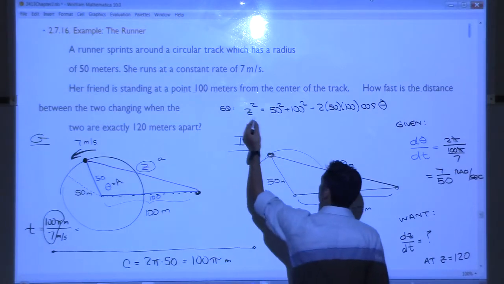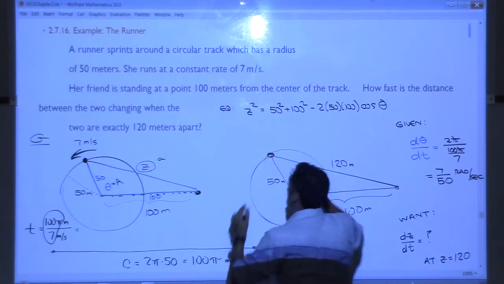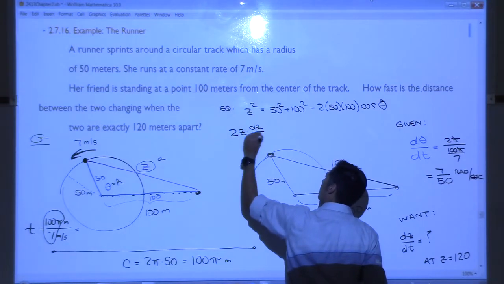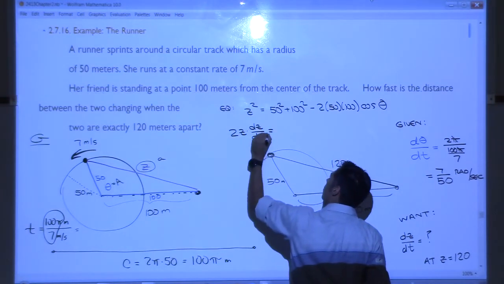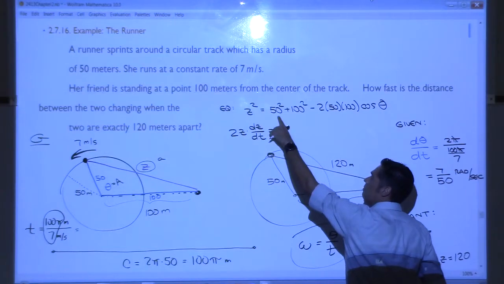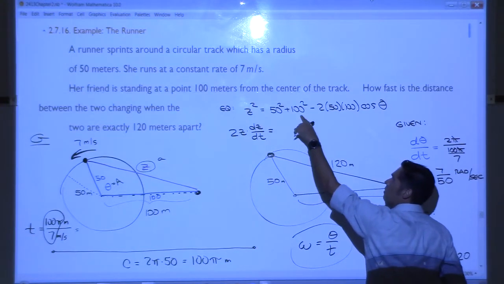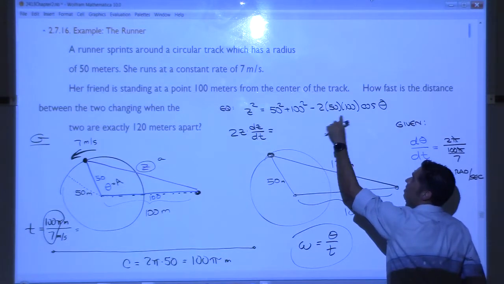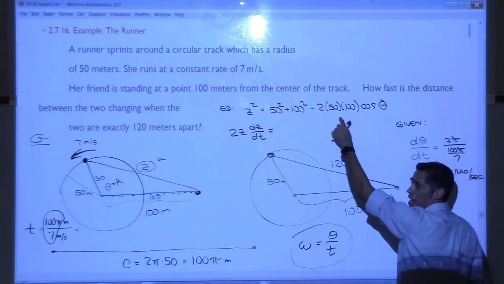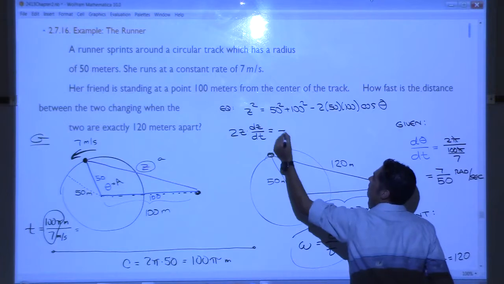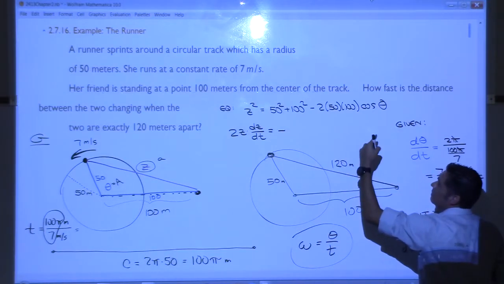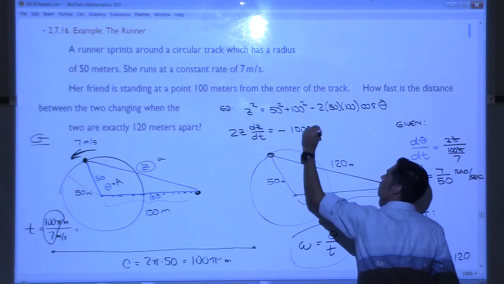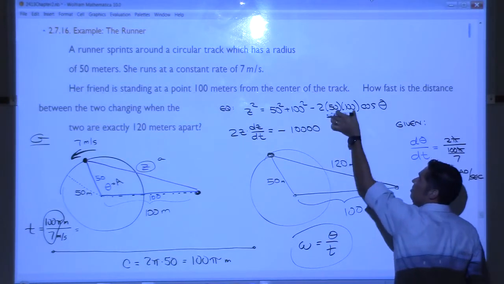What is the derivative of z squared? 2z times dz dt equals, what's the derivative of 50 squared? 0. Plus derivative of 100 squared, 0. Okay, minus, now this is all a constant, right? So that's a constant attached to cosine, so it's going to stay. So what is that? Minus, is that 10,000? 10,000, right? That's just this constant.